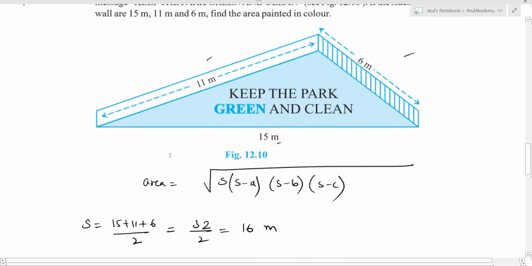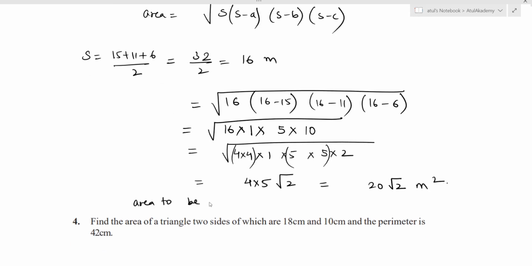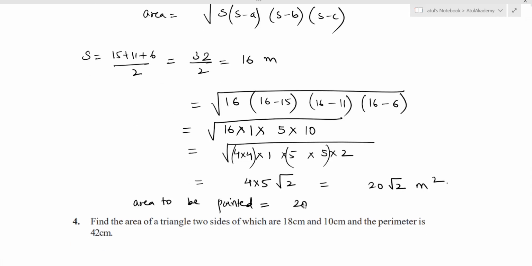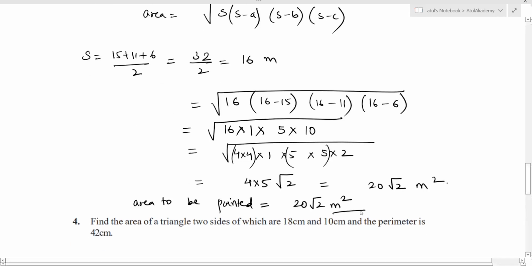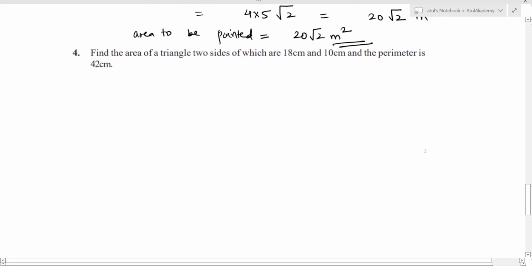Let's check once clearly. Yeah, it's meter square. So that's the area to be painted. So area to be painted is how much? It's 20 root 2 meter square. Clear, students? Fine. I hope you people are getting now how to use the formula and how to calculate it. It's very easy. Try making pairs because if you multiply, it will take a lot more time to calculate.